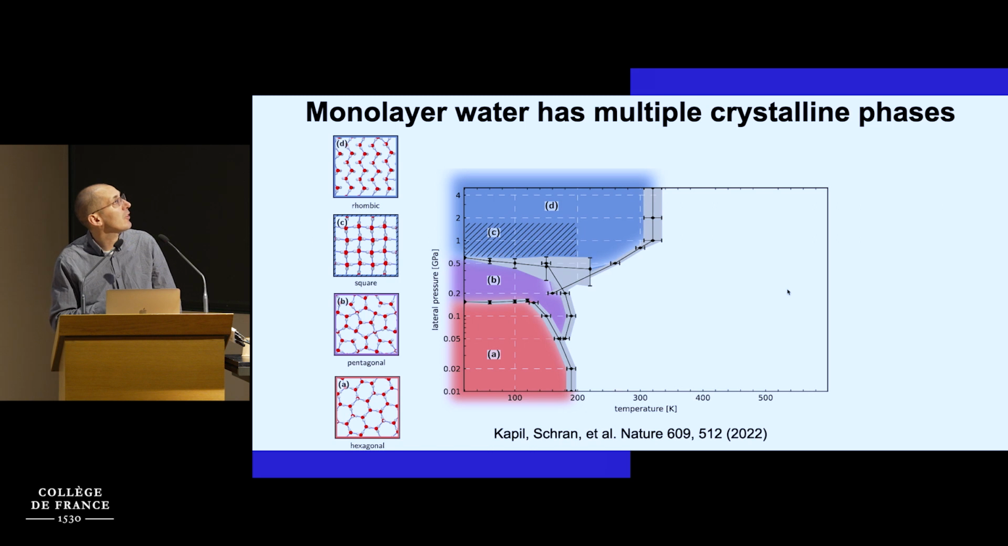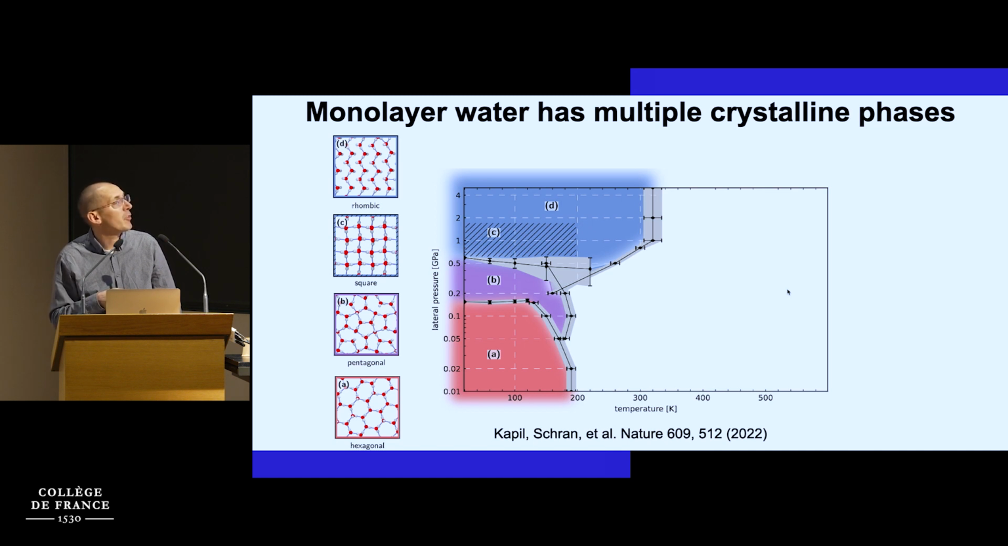As you increase the pressure, the density increases, and you go from this hexagonal phase to a pentagonal phase, to a square phase, and then to a distorted square, a rhombic phase. And this behavior, this predicted computationally, at low temperatures, has been seen before. This is known. This is expected behavior.